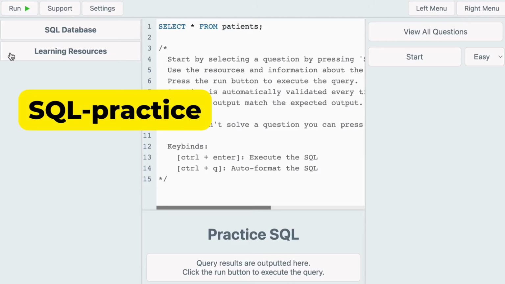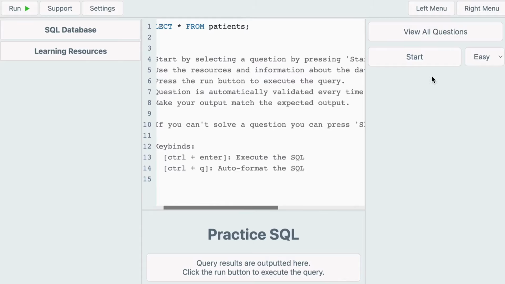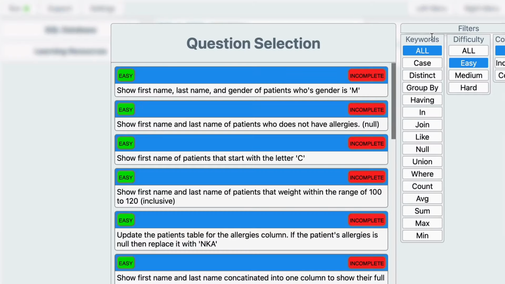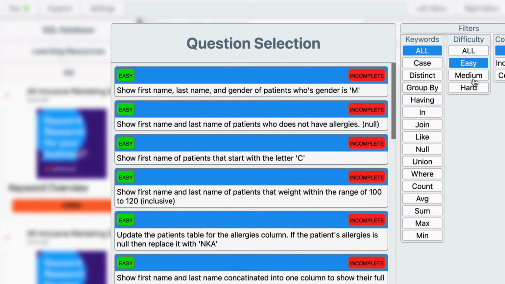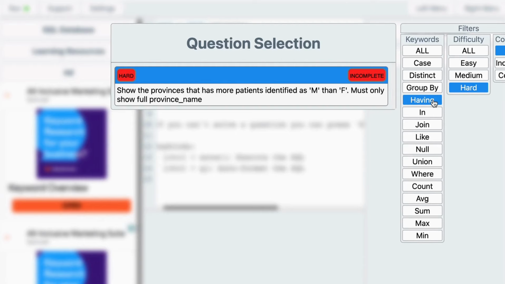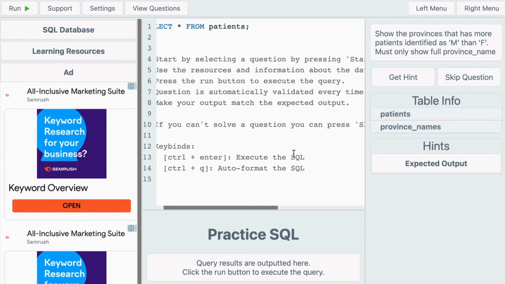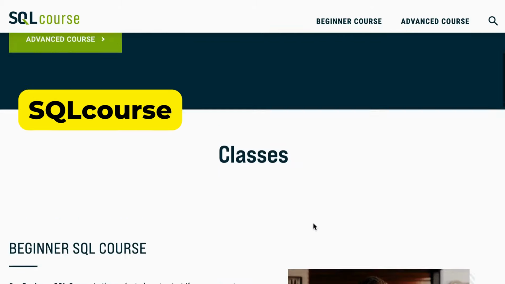Number 3 is SQL Practice. Very simple SQL simulator with tasks of varying complexity. It also has some resources for learning SQL. Practice SQL queries with an online terminal. Solve SQL query questions using a practice database. Learn and improve your SQL skills. It's completely free.